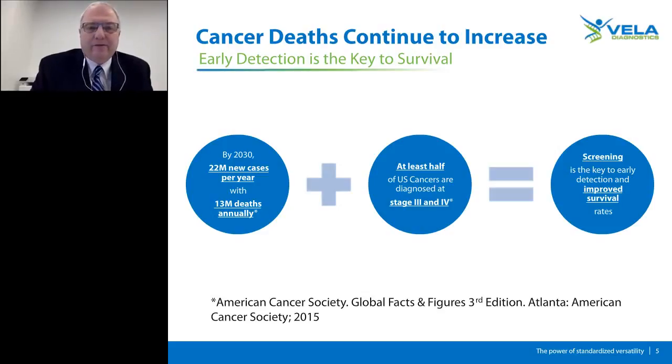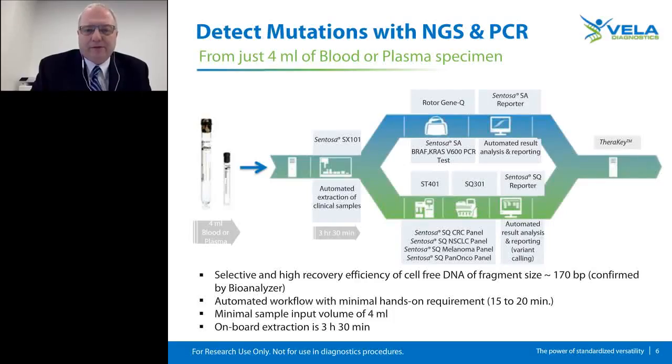So what have we done? We basically have come up with a system whereby we can detect mutations either using our next generation sequencing panels or our PCR assays from just 4 mL of blood or plasma specimen.